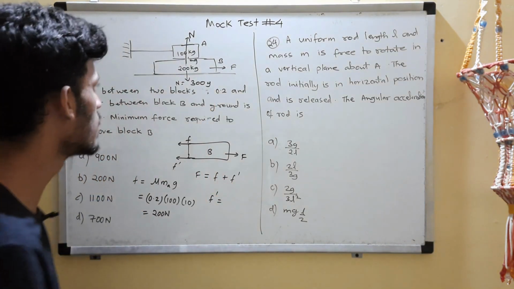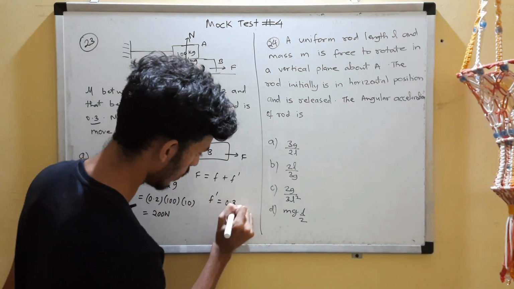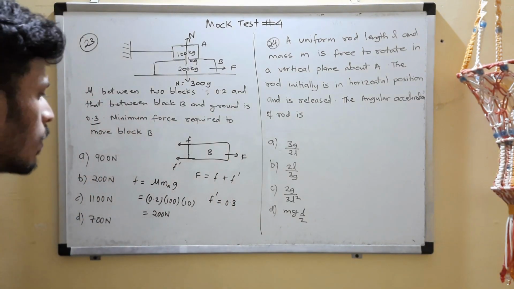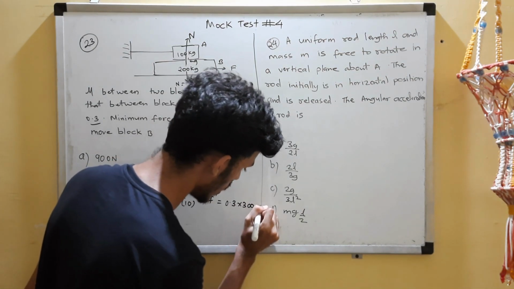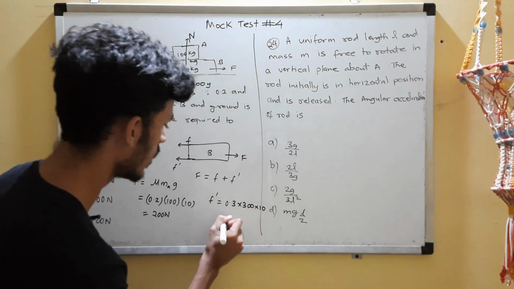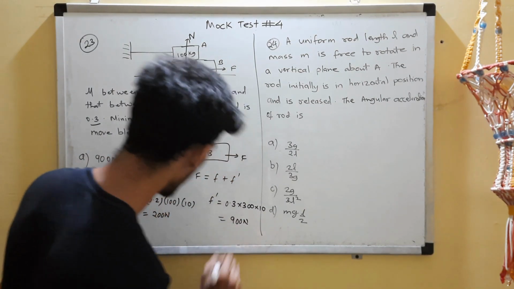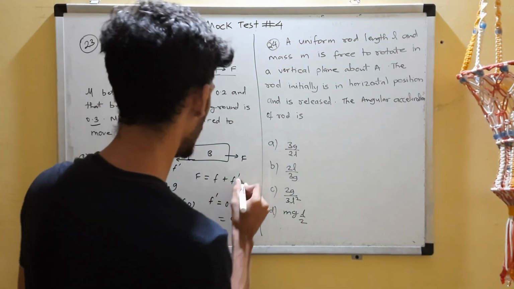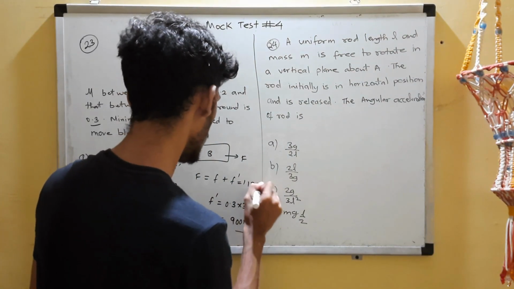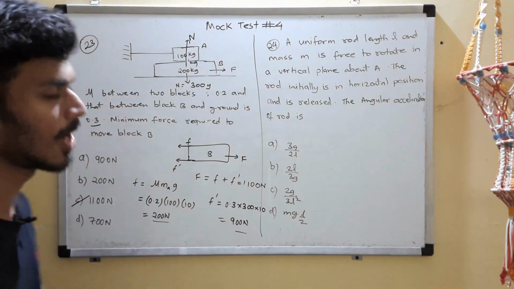Okay, so mu is first of all 0.3 between the ground and your block B into 300 g. So 300 into g is N, so this is 0.3 into 3 into 300, which is 900. 900 plus 200, these two forces you add, that will give you the minimum force that is required to move the block, which is 1100.